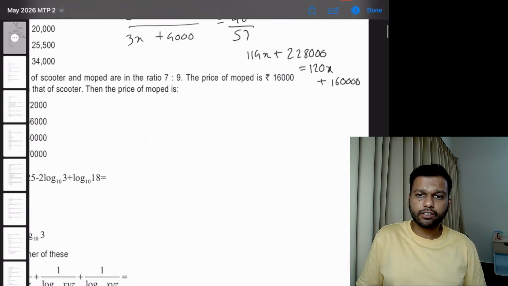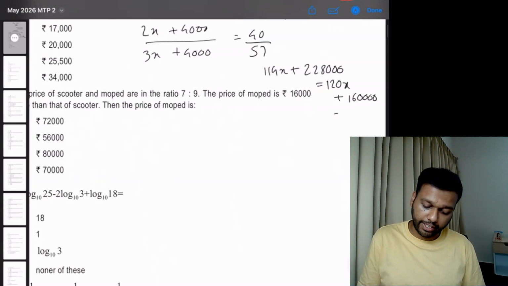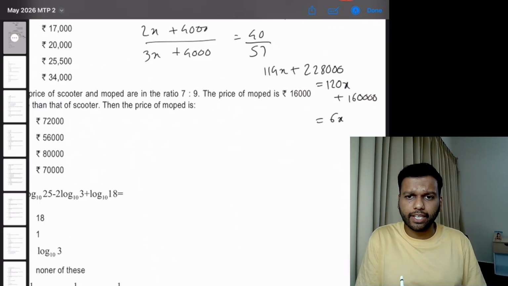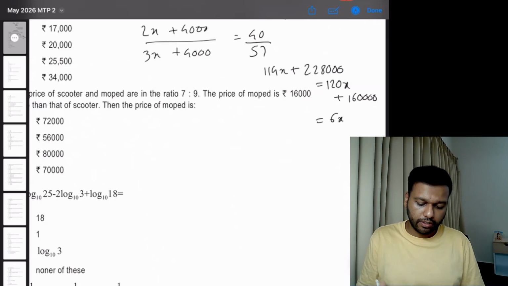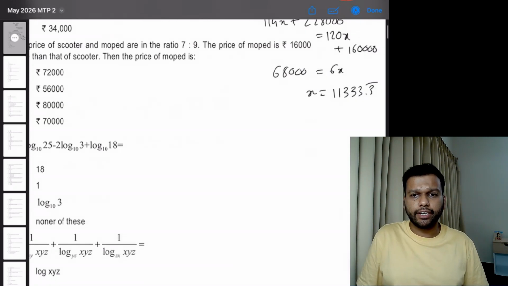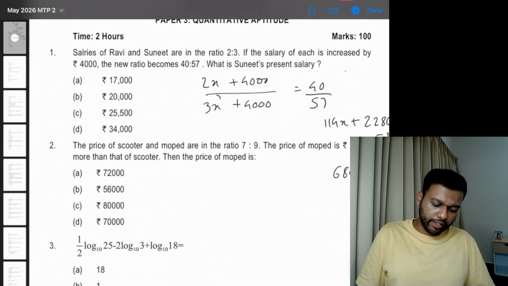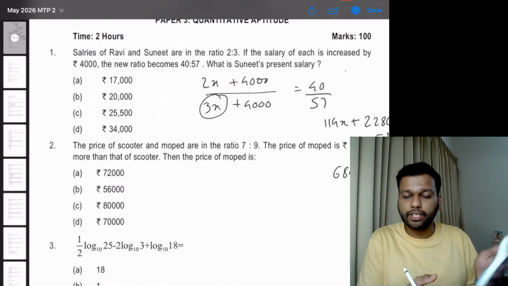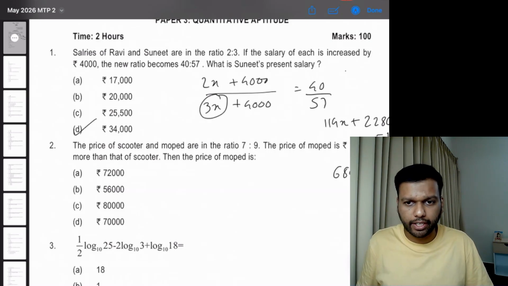Let's rearrange this so that on one side we'll have 6x on the right hand side, and let's take that 1,60,000 to left hand side. So 228,000 minus 1,60,000, that is 68,000. So that means x is equal to 68,000 by 6, which is 11333.3 recurring. Right? They're asking what is Suneet's present salary. So present salary will be this 3x, right? So 11333, you already have it on calculator. Multiplied by 3 is 34,000. Option D is the correct answer.